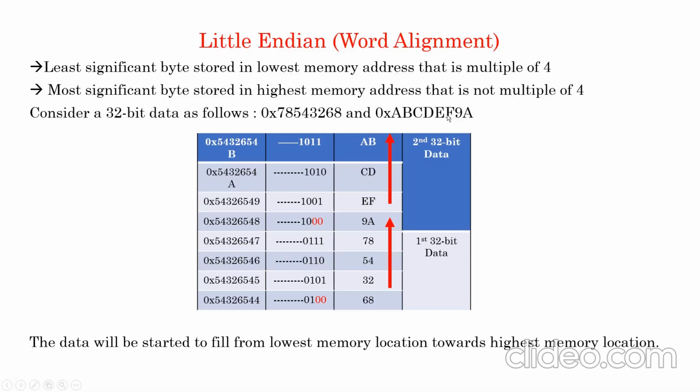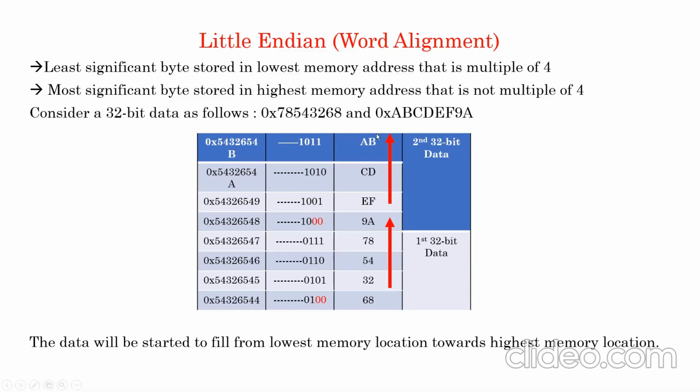Next, when I give this data, 9A will be stored in the location 48. So 8 is a multiple of 4. How do I find it? The least significant 2 digits are 0; in 4, the least significant 2 digits are 0. So any binary value whose least 2 significant digits are 0 is a multiple of 4. Any binary value whose least significant digit is 0 is a multiple of 2.